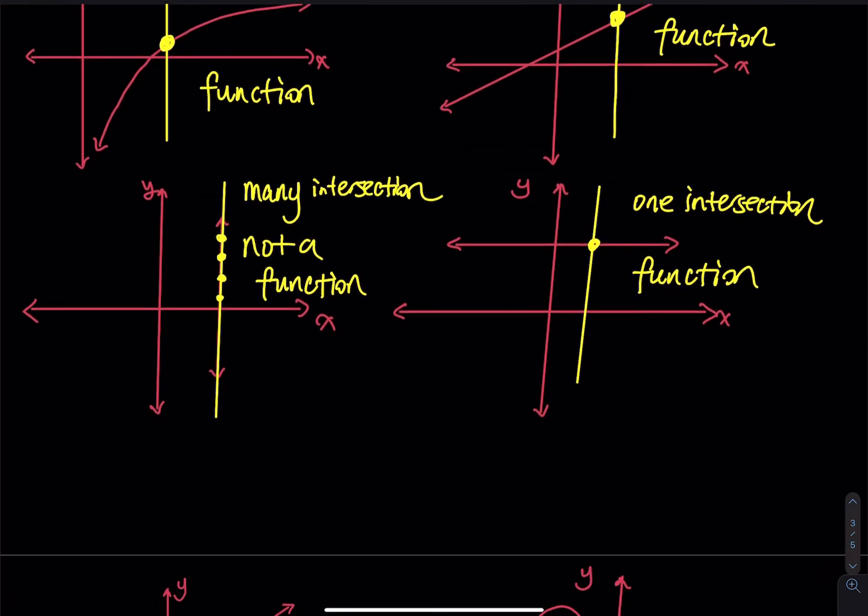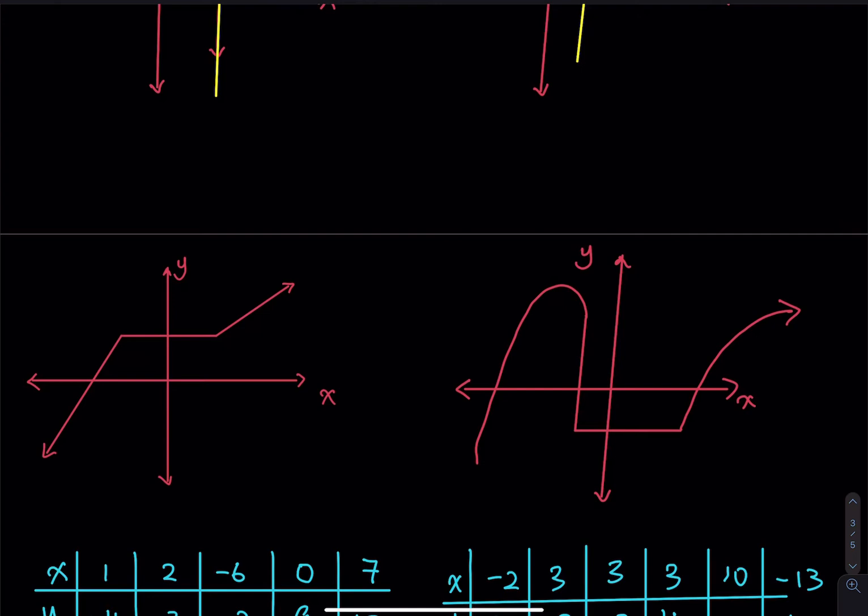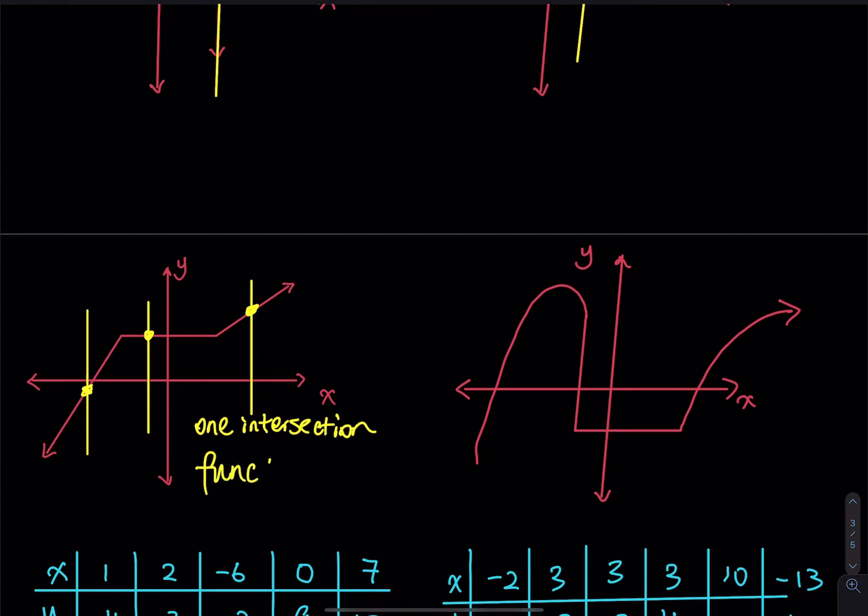Okay, so keep moving. So I have two more graphs right here. So this one, it doesn't matter whether you go like this, or this, there is exactly one intersection. So there, right here, there is exactly one intersection. Then that means the red line is a function. What about the last one?